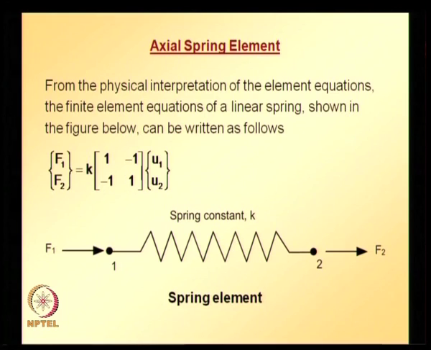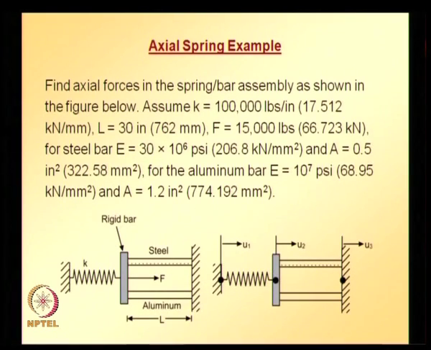So, now you learnt what is a bar element and what is a spring element. Now, let us see this example. Find axial forces in the spring bar assembly shown in the figure, and here units are given in FPS units and corresponding SI units are given in the brackets. Since FPS units look cleaner without many decimal points, the decimal places will work in FPS units. All the values are given here: spring constant, length of the bar elements, the steel and aluminum, and force that is applied, Young's modulus, cross sectional areas.